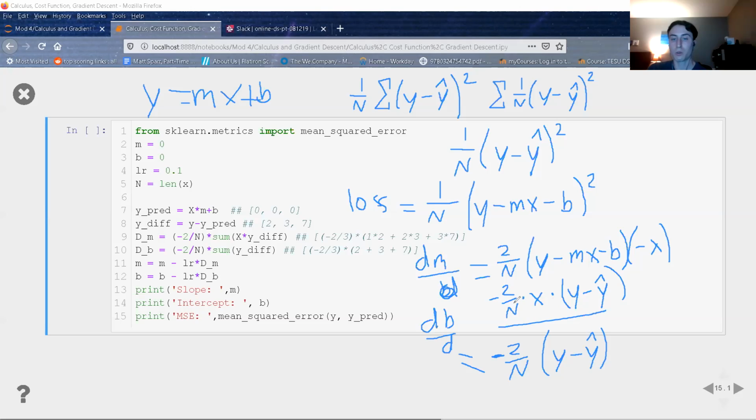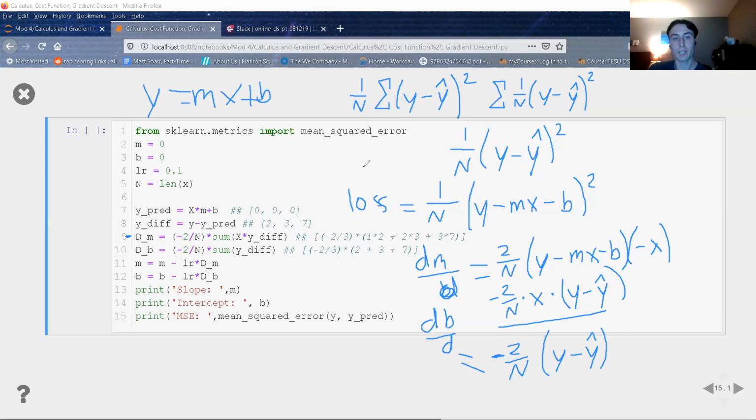So now with these two equations for the partial derivatives with respect to our slope and our y-intercept, we have a way of calculating the slope of our gradient and performing gradient descent. So if we go back over here to the code, I basically put in these equations here. So derivative with respect to m is just written here.